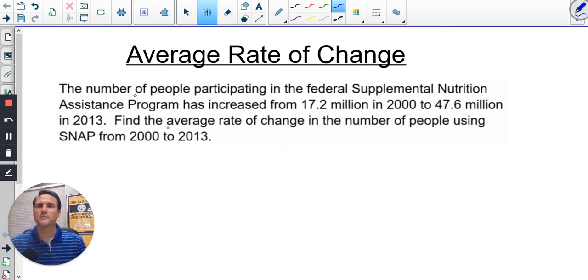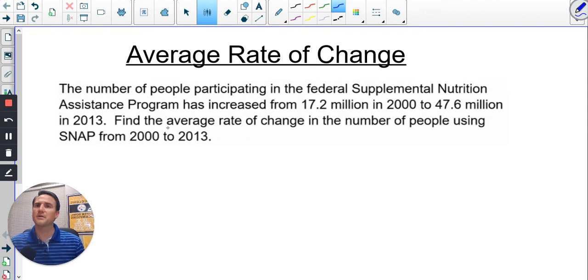So here we have said the number of people participating in the Federal Supplemental Nutrition Assistance Program has increased from 17.2 million in 2000 to 47.6 million in 2013. Find the average rate of change in the number of people using SNAP from 2000 to 2013. Okay, so we can see that the number is increasing, 17 million, 47 million over a 13-year period. Okay, and so you can kind of see the idea here of an average rate of change.